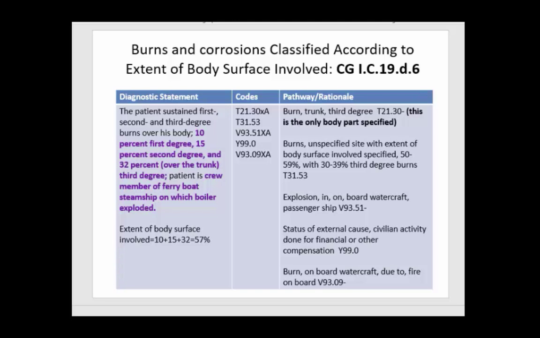If you ask me, why didn't you code the first and second degree? Well, if you look at the diagnostic statement, it didn't give me anything to code. So I would only code the third degree.